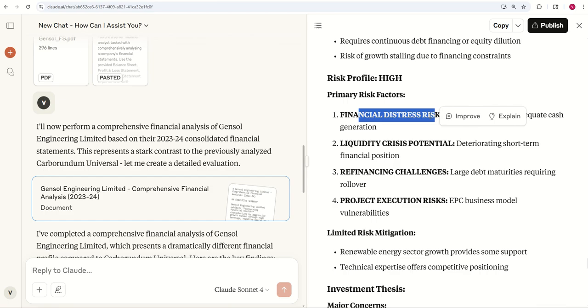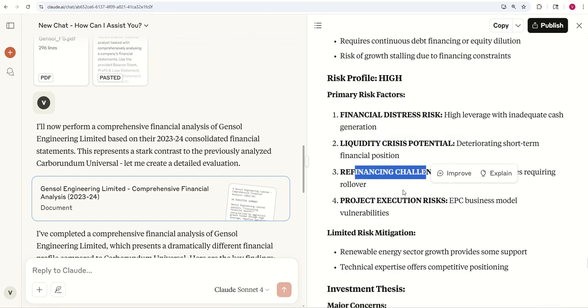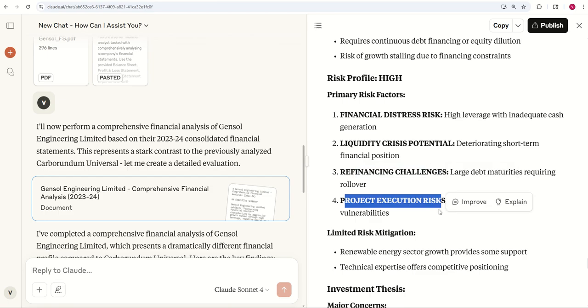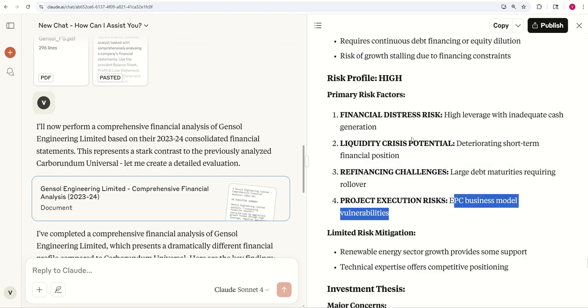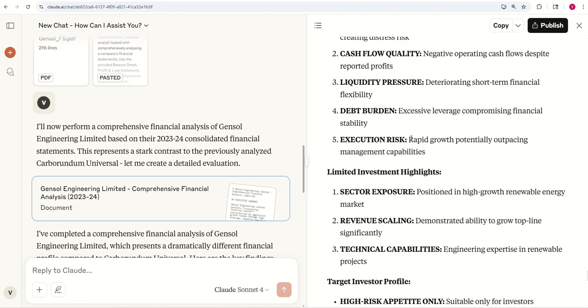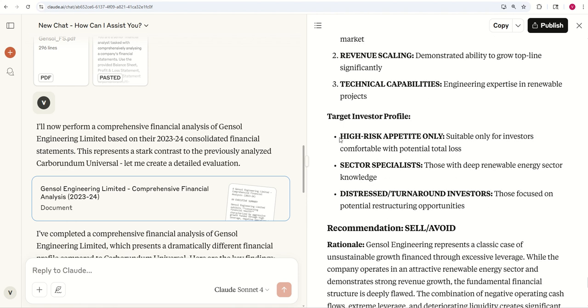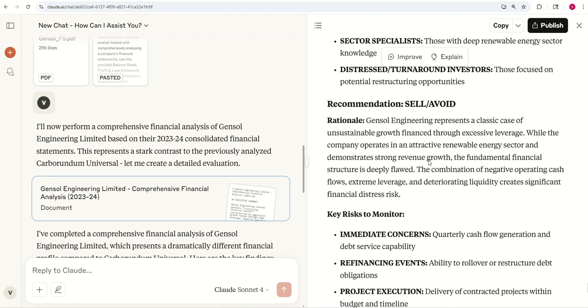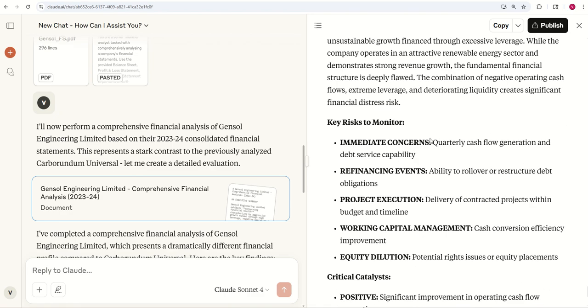Risks are financial distress risk, liquidity crisis potential. There will be challenges to refinance it tomorrow, and project execution risk because EPC business models have vulnerabilities. So the investment thesis somewhere tells that it's only for someone who has a high risk appetite or who is into turnaround and distressed investing. And it very clearly says, you read this, it very clearly says avoid, simple avoid.